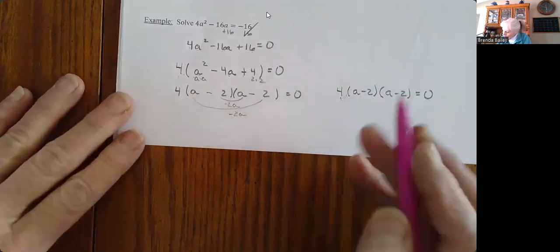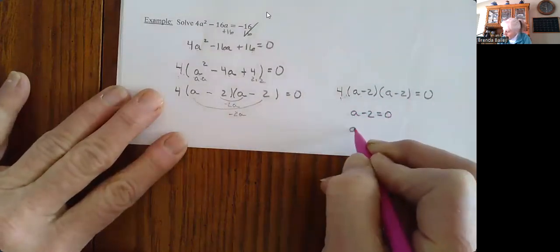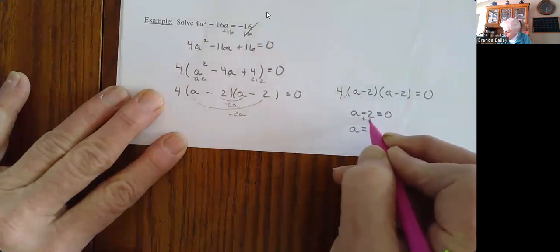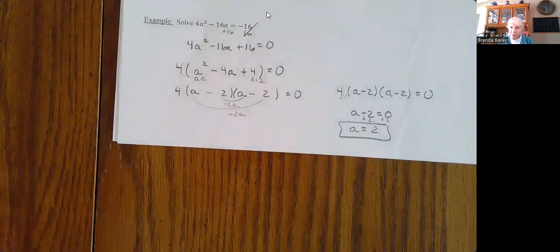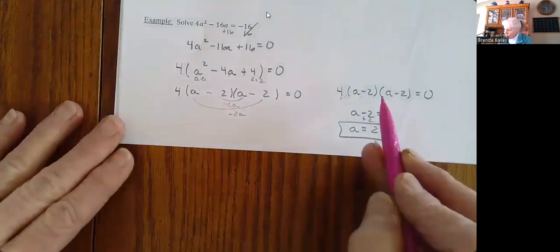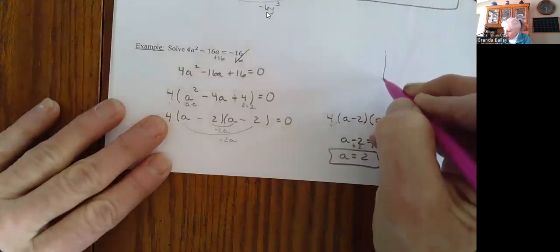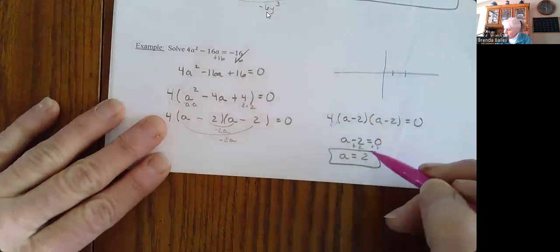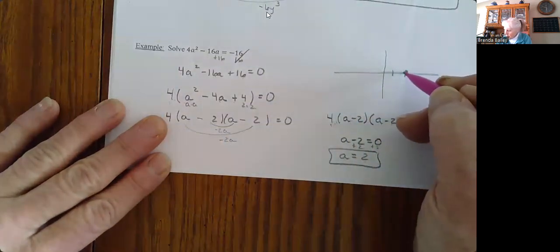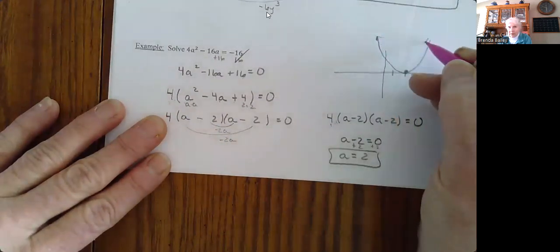So now we just take one of these, since they match, and solve it. Add 2. And there's your solution, a equals 2. All righty. So because it's a double root, when I say it's an x-intercept, I'll just kind of give you a little picture of this. It means that it touches at the 2. It's a parabola.